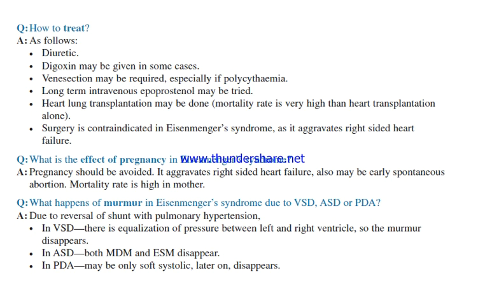What is the effect of pregnancy in Eisenmenger syndrome? Pregnancy should be avoided. It aggravates right-sided heart failure. Also may be early spontaneous abortion. Mortality rate is high in mother.